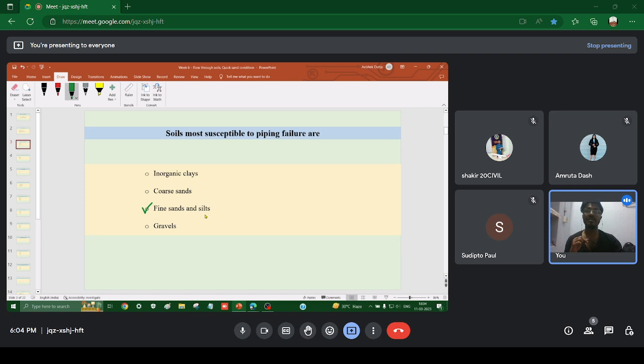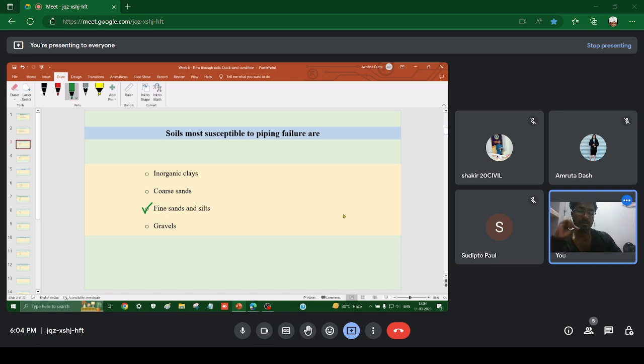But fine sands and silts are porous soils, where the fine particles can be uplifted by the water. Another reason is that in coarse sands and gravels, because of the larger particle size and particle mass, it is difficult for the water to uplift them. And in fine sands and silts, because of their finer particle size, it is easier to form a continuous flow channel and uplift the soil. Hence, fine sands and silts are most susceptible to piping failure.